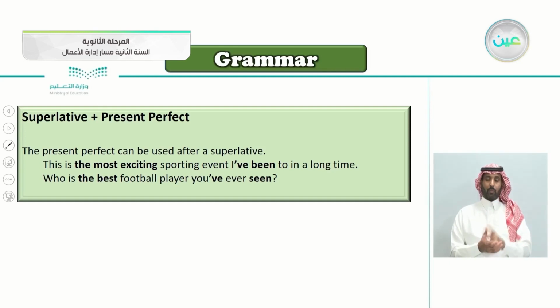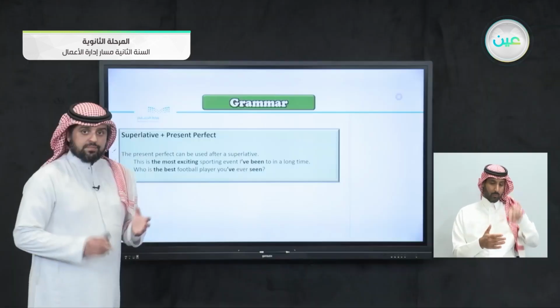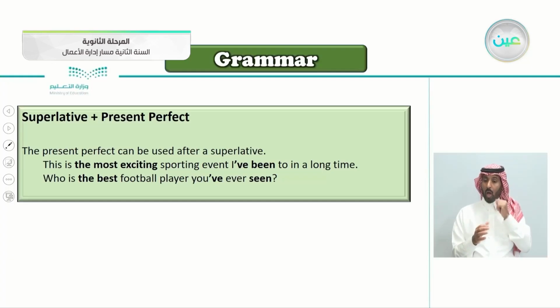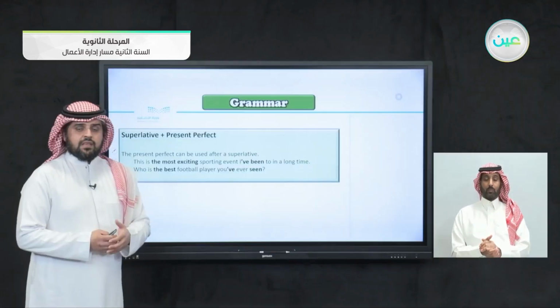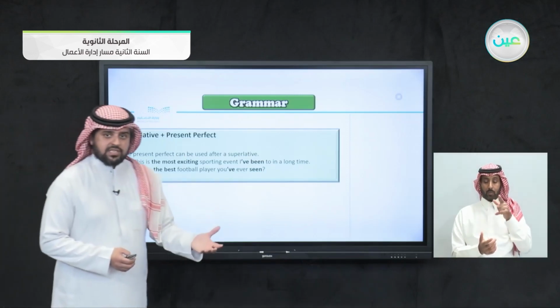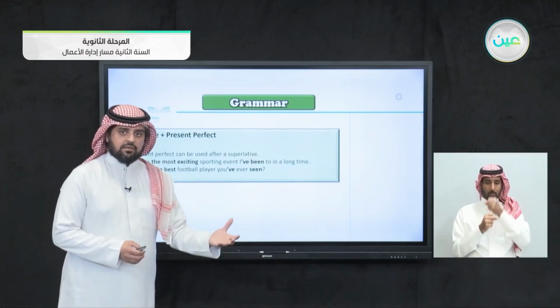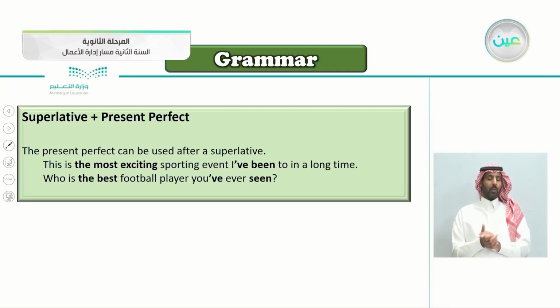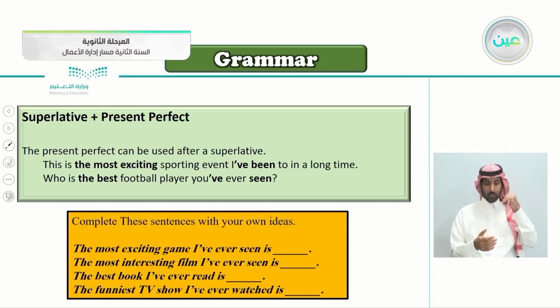Who is the best? So the best here is the superlative. Who is the best football player? And the present perfect is you have ever seen. You can say this is the best sandwich I have ever eaten, for example. So this is the use of superlative plus the present perfect, in a statement or in a question.